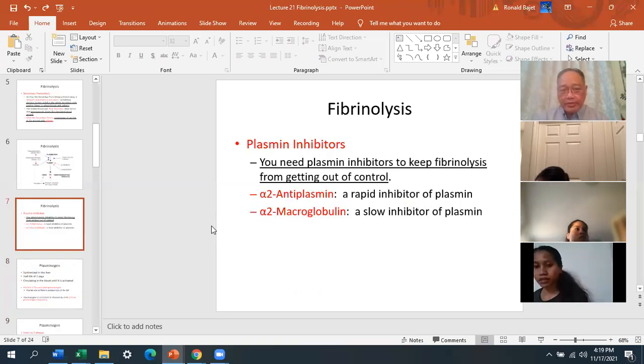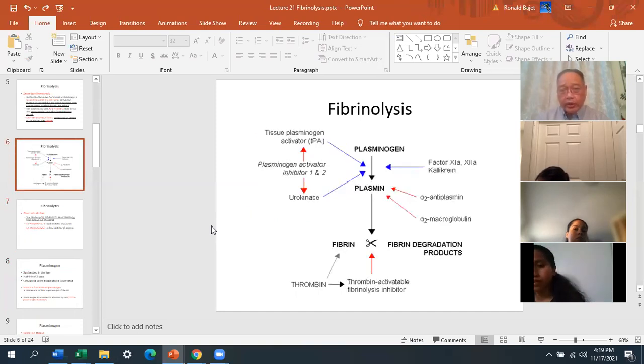All right, plasmin inhibitors. So basically, I'm going from what's illustrated here to the.